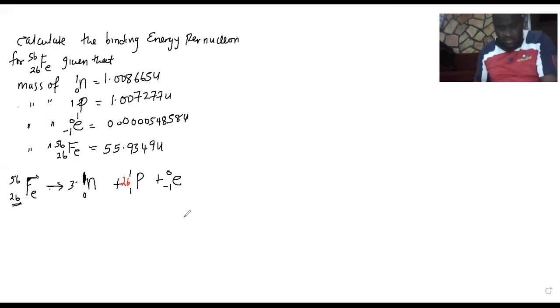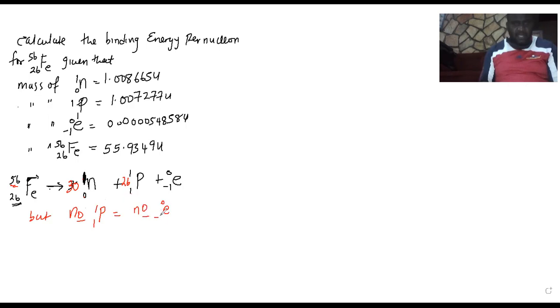But now there's a challenge of electrons. How many electrons? Remember, the number of protons is equal to the number of electrons. We shall expect to have 30 neutrons, whereby 30 times 1 plus 26 will give us 56, plus the 0 on the electrons. Number of protons is equal to number of electrons.